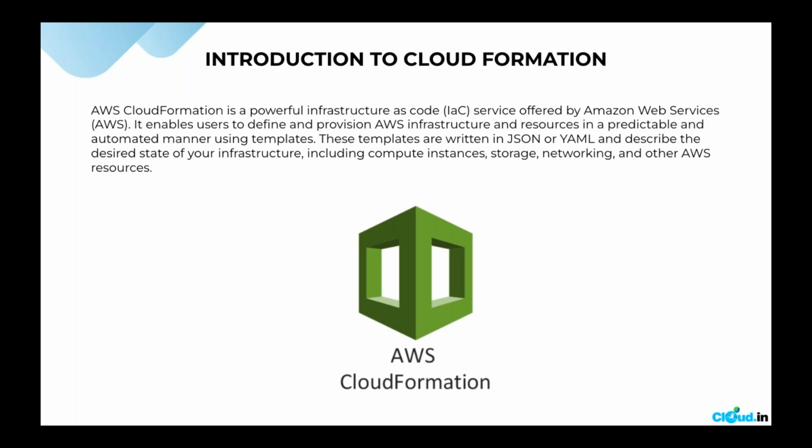Next, we have the output. You can specify outputs in your CloudFormation templates, which allow you to retrieve important information about your resources after the stack is created. This can include, for example, the public DNS name of an EC2 instance or an endpoint URL of an AWS service. So you can manage what output you want out of your CloudFormation template.